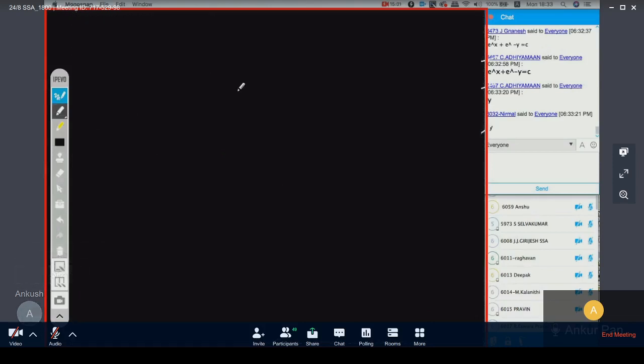So this is the first type. The first type is easy because it is easier to separate them. Clear?